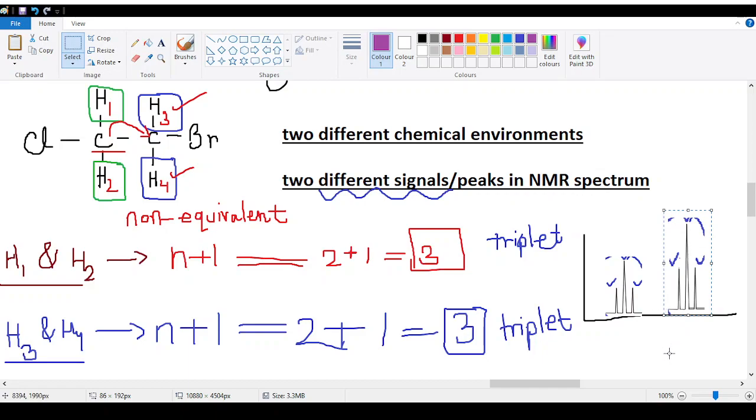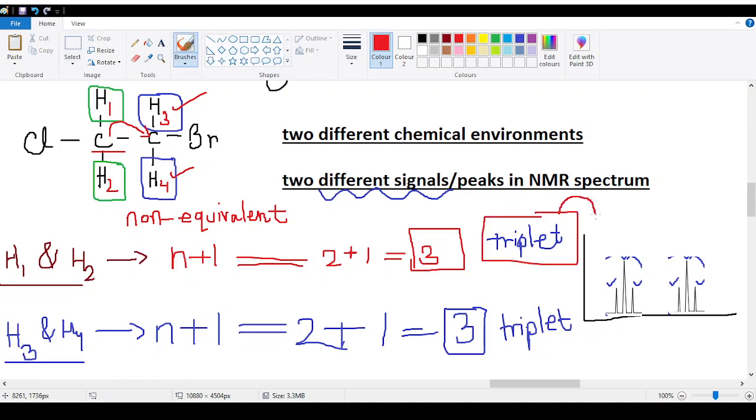Now, the question that we have to answer is, do we expect them to have the same height like this, or do you expect one of them to be bigger than the other? That is what we have to understand. Now, how do you know that? Very easy. Let's say this triplet pattern is for this one, and this triplet pattern is for this one. So two different environments, two different patterns.